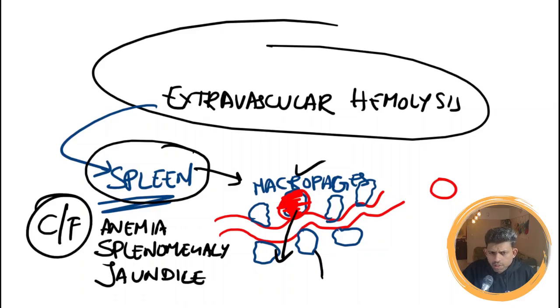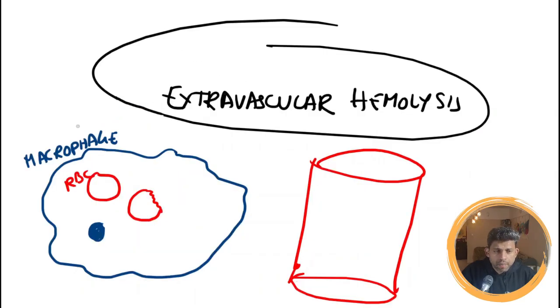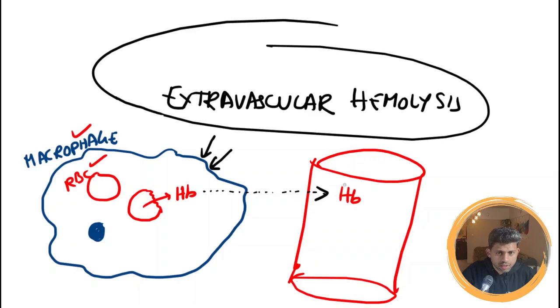Now let's zoom into these macrophages and look at some special investigations you do in cases of extravascular hemolysis. These splenic macrophages eat up the RBCs. And when the RBCs are destroyed within the macrophage, hemoglobin is released. Although most of this hemoglobin is contained within the macrophage, a little bit can escape into the circulation. The free hemoglobin in the circulation is dangerous.